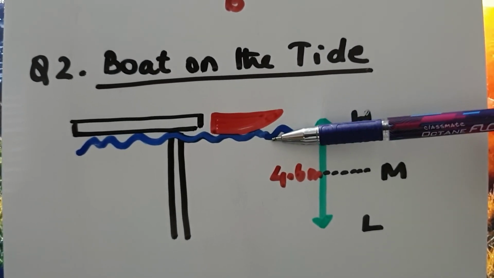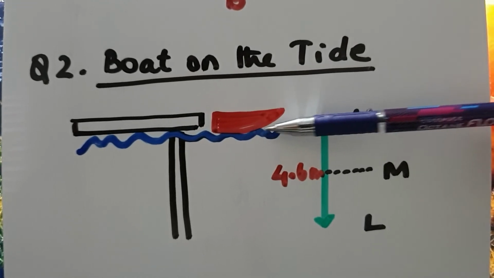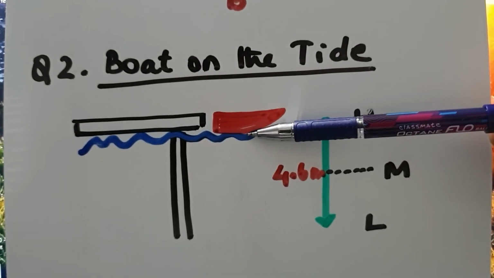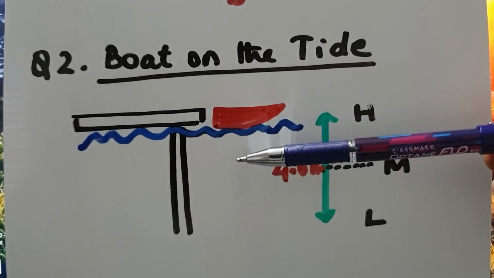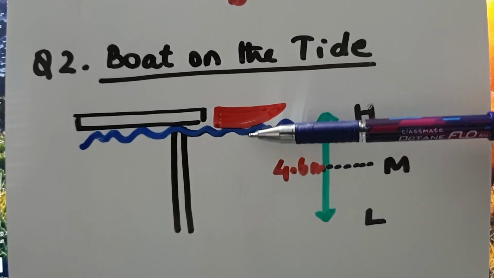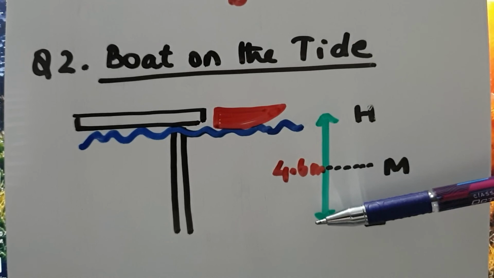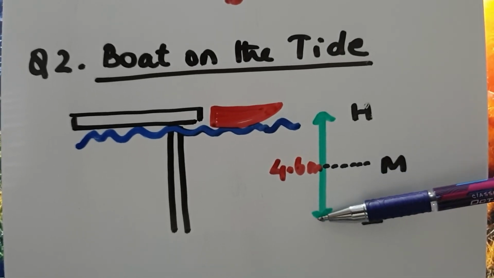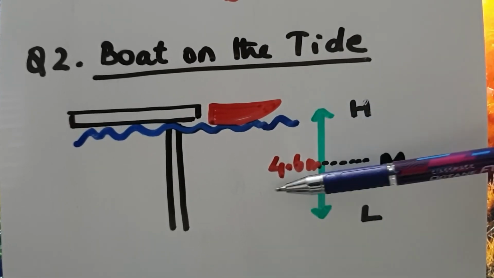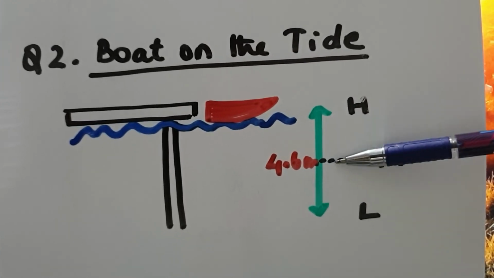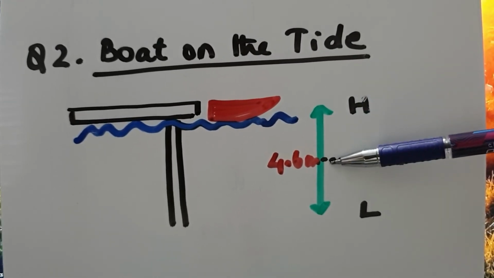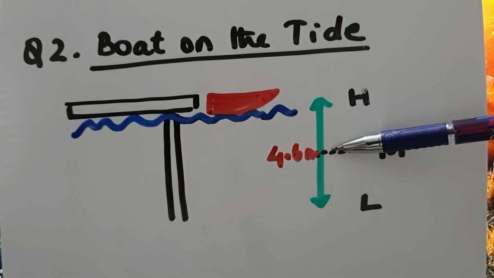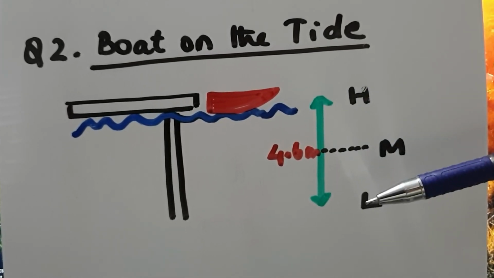And what happens is in the sea and oceans, the level of the water doesn't stay the same. When the tides come in and out, the water level goes up and down in simple harmonic motion. So the distance between low tide and high tide is 4.6 meters. So the amplitude is half. So that is 4.6 divided by 2, and that's how you get 2.3 meters.